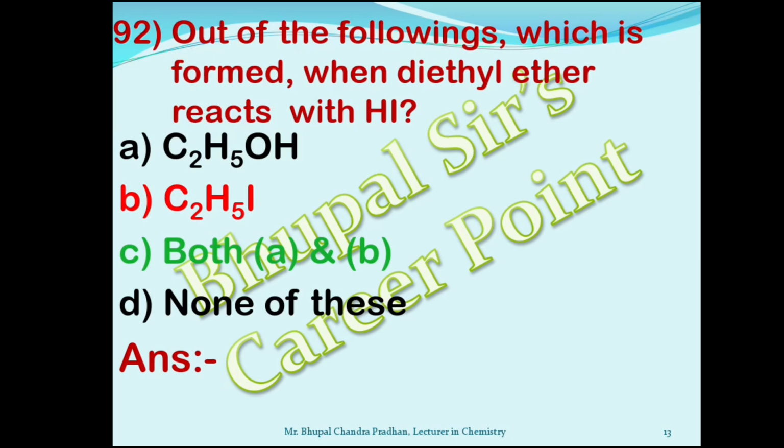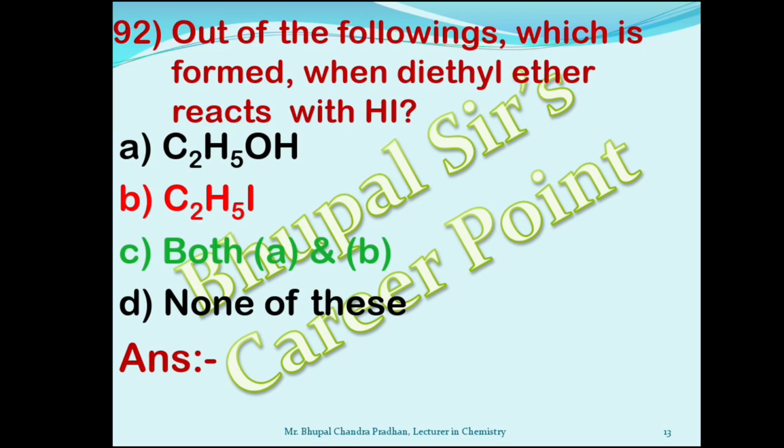Whenever ether reacts with HI, then the bond is broken between O and R and we will get alcohol and alkyl iodide. But in case of excess of HI, it will give us two molecules of alkyl iodides only. But here, no excess is given. So whenever ether reacts with HI, it will give us alcohol and alkyl iodide. Here diethyl ether is taken. So whenever diethyl ether reacts with HI, it will give us ethyl alcohol and ethyl iodide.